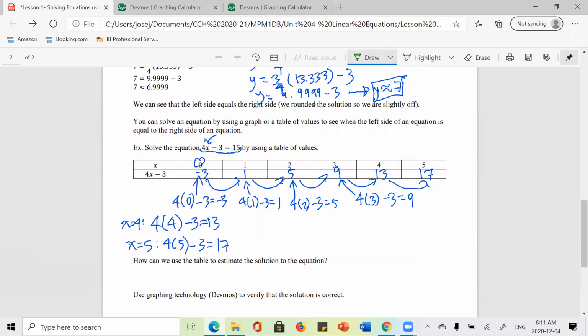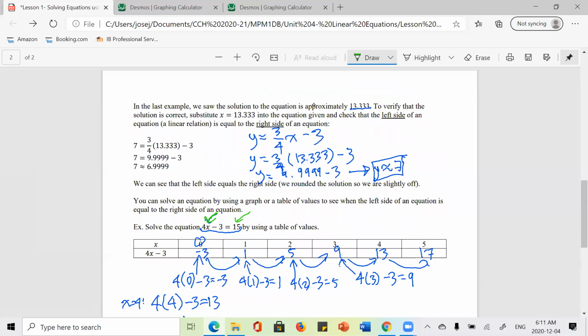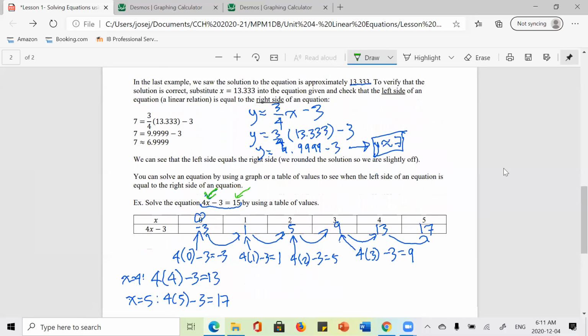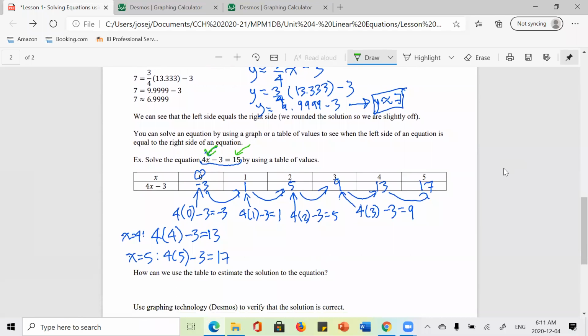The question asks us to find the value of x so that when we sub it into the equation on the left-hand side here, we end up getting 15. So which of these values is the closest to 15 so far from what we've seen? Well, just looking at these values, I can tell you right now, 15 seems to be somewhere in between x equals 4 and x equals 5.